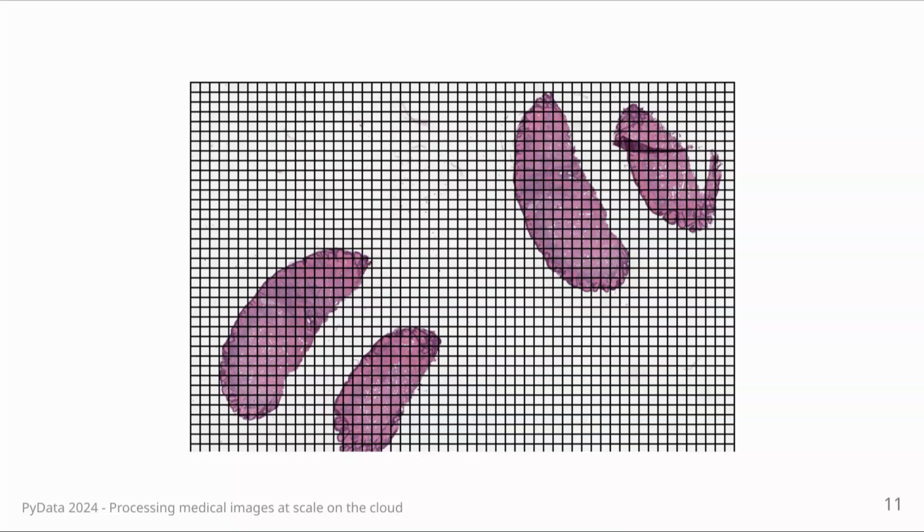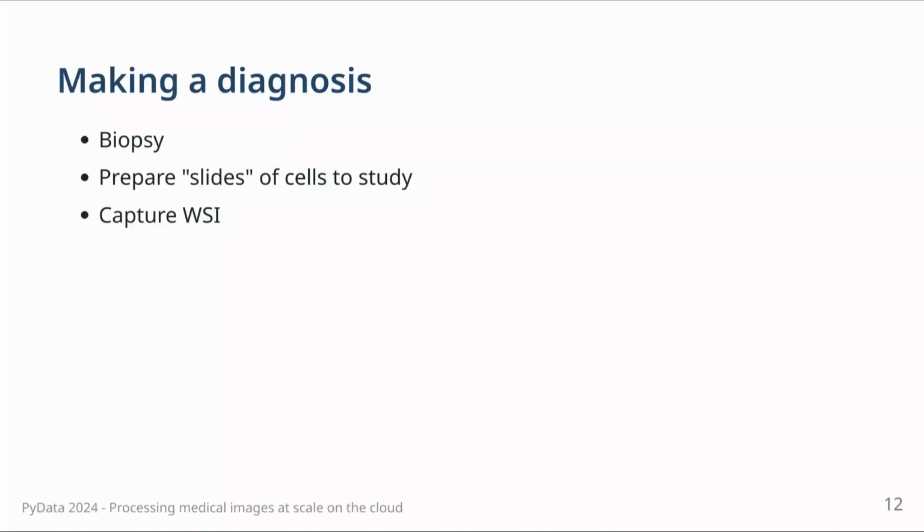And also you can see there's a lot of cells in this grid that don't even have any cell in them, so you don't even want to process all the grid. But that's a topic for later. So you want to make a diagnosis. You did capture those whole slide images, and now you want to detect cancerous cells. And this is where machine learning comes to the rescue.